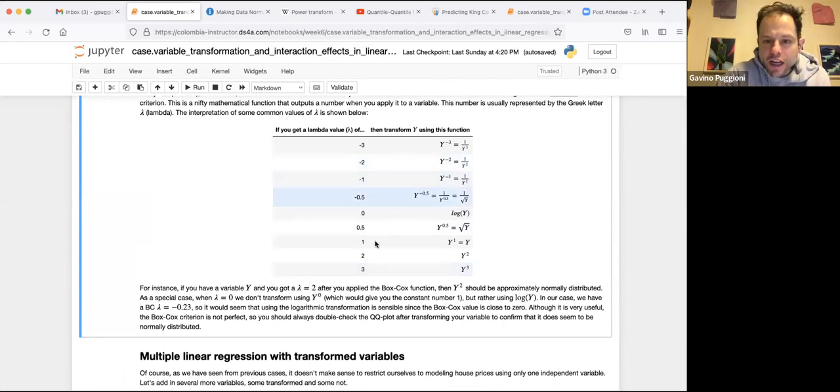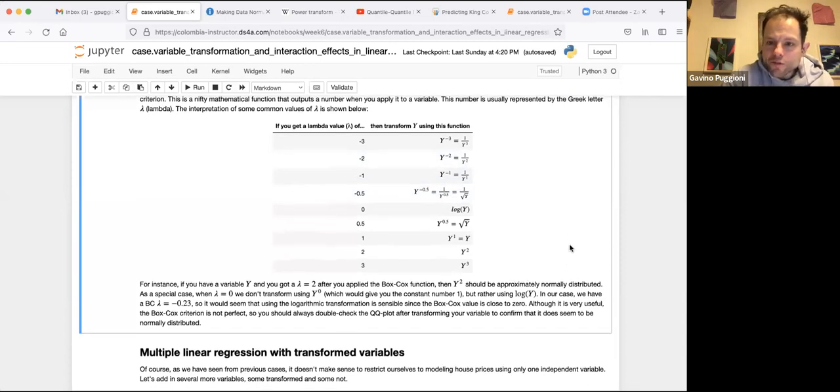So for instance, if you get a lambda equal to 3, it means that you should take the cube of your response. If you have 2, it is the square. If you have 1, leave it like it is. It's good. If you have 0.5, it will be the square root. If you have 0, that's the log. If you have -0.5, it becomes the reciprocal of the square root, and so on. The different transformations that we have seen, so the inverse.